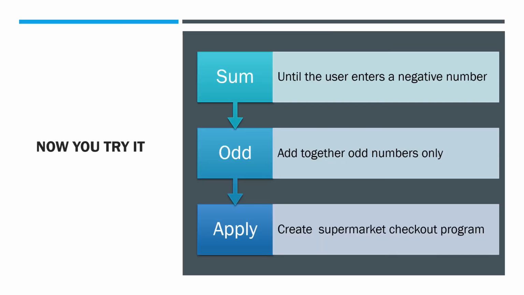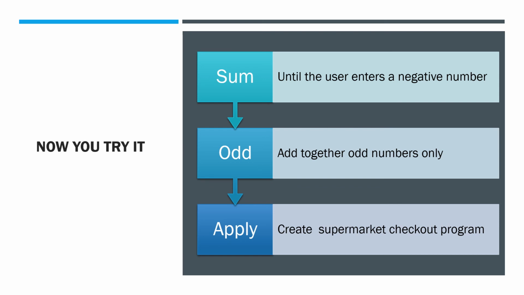So here's an opportunity for you to try out your skills. Create a program, as you've seen in this lesson, that adds up the sum of a series of numbers until the user enters a negative number. Create a program that loops through a series of numbers entered by the user, but only adds numbers if they are odd numbers. So you get the total of all the odd numbers added by the user.